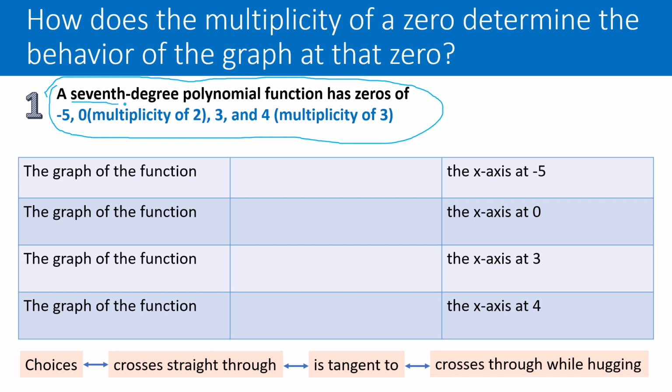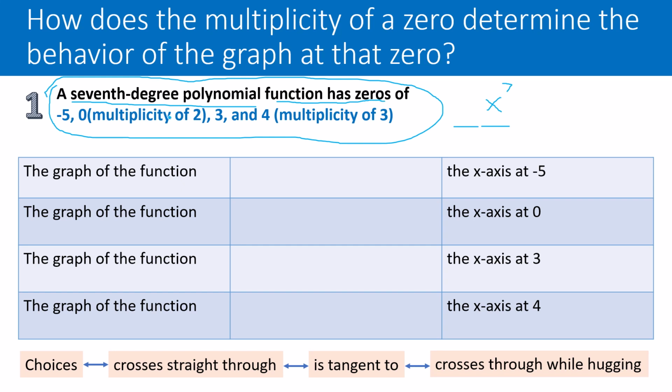It's a 7th degree polynomial. So I'm just going to write an example. It could be x to the 7th power. That's all I know. If we write it in standard form, this is going to be our first term. Okay, we don't know what that leading coefficient is, but we do know that it's x to the 7th power. So in this function, it has zeros. Zeros, we also call them roots, and we also call them solutions.